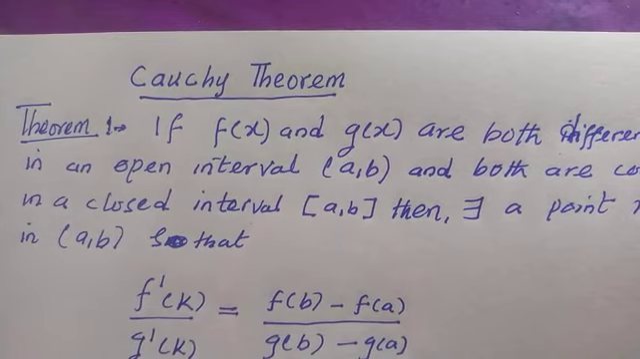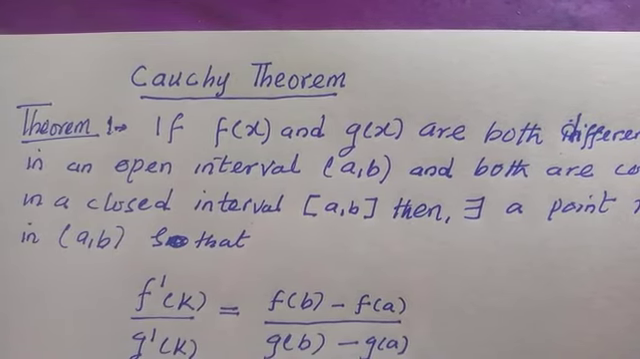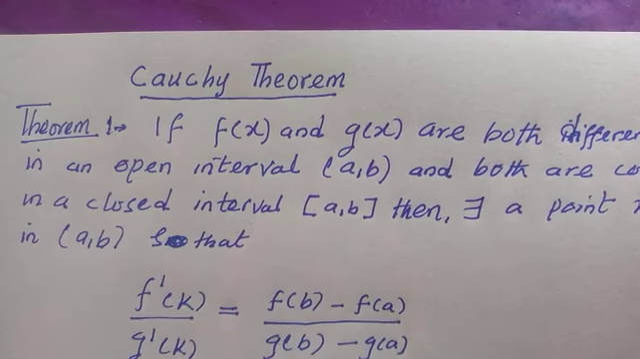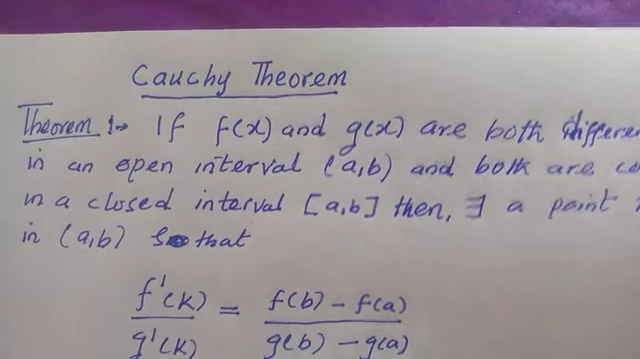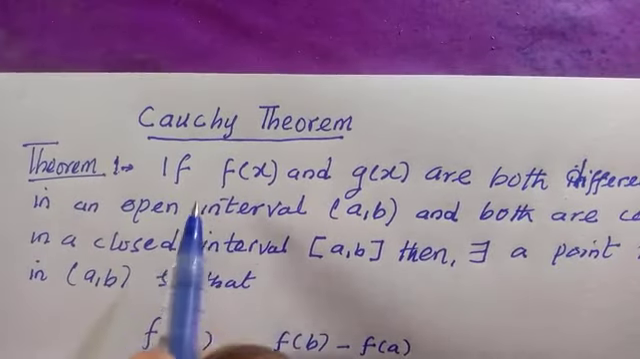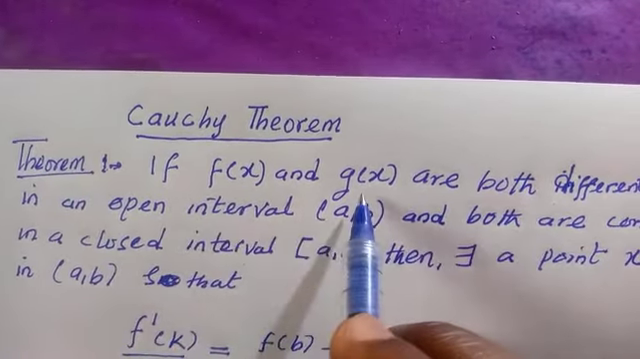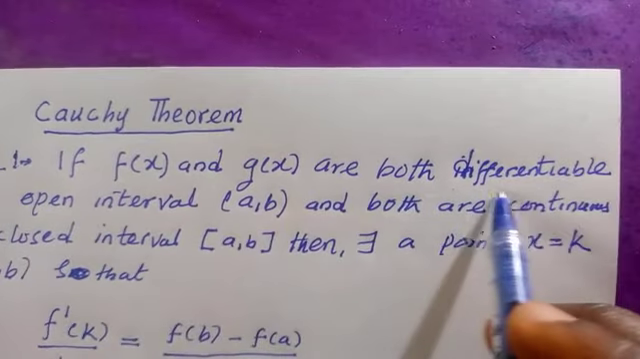So in this tutorial we're going to be explaining the Cauchy theorems, and some still call it the Cauchy mean value theorem, and some still call it the extended mean value theorem. And how can we do this?